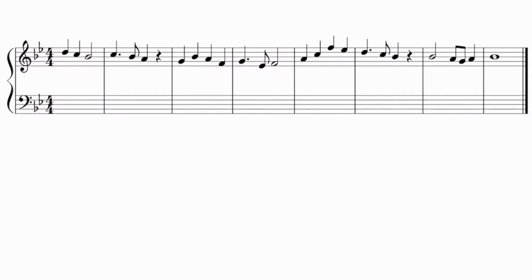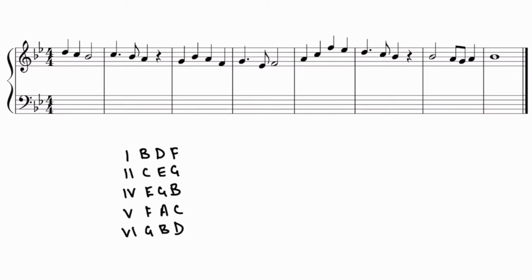So what I like to do is write out a couple of things related to B flat major. So we've got the tonic, B flat, D and F. We've got the supertonic, C, E, G, subdominant, dominant, and submediant. So these are the main chords that you'll be using in grade 5 theory.